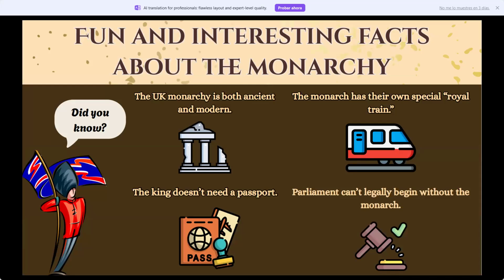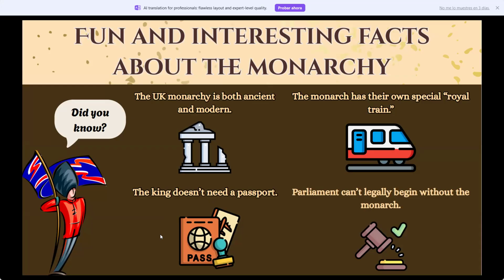Okay, so in my case, I will try to present some fun and interesting facts about the monarchy. First of all, we can say that the UK monarchy is both ancient and modern. As previously mentioned, this form of government has over 1,000 years of existence, so that makes it a cultural symbol that shows the continuity and time they have been ruling over the UK.